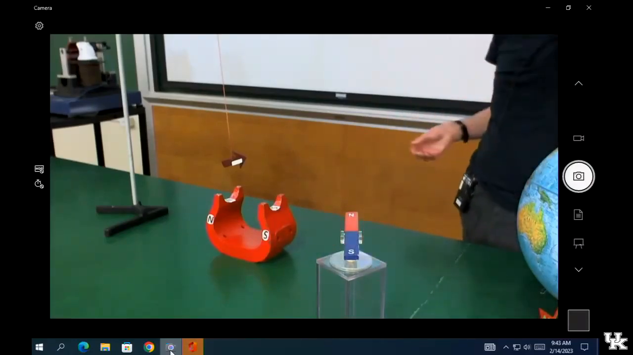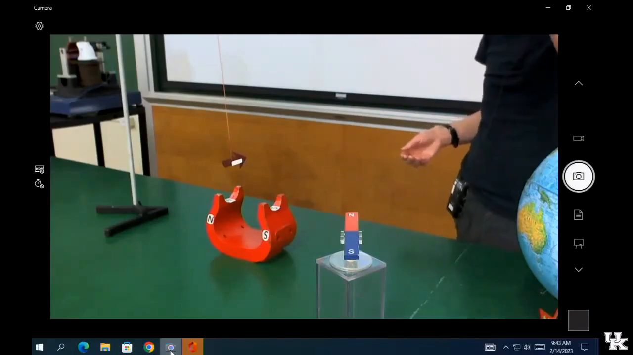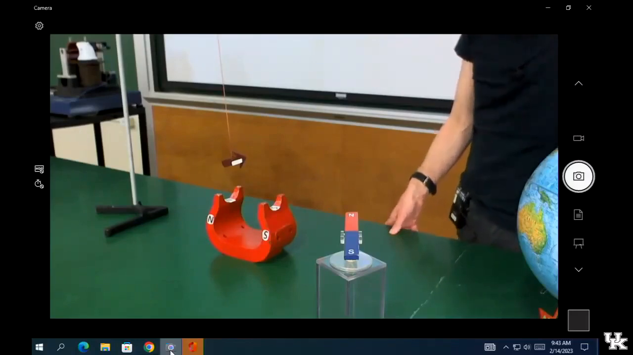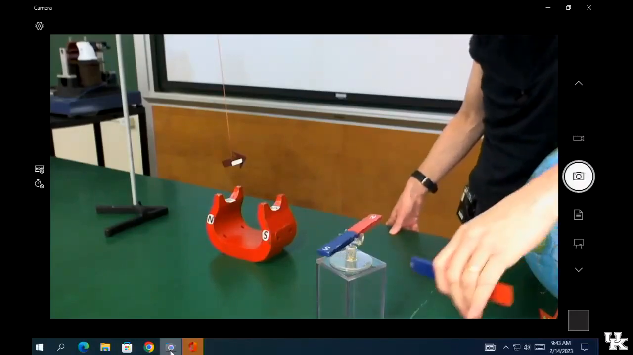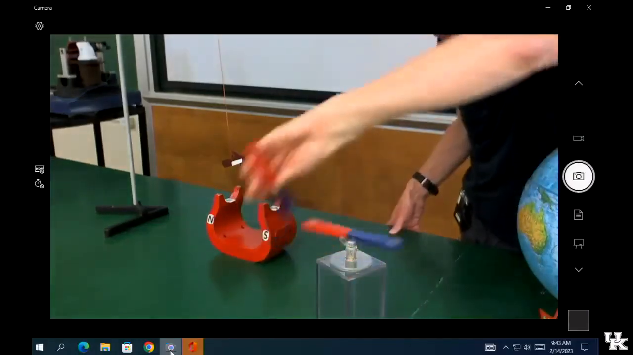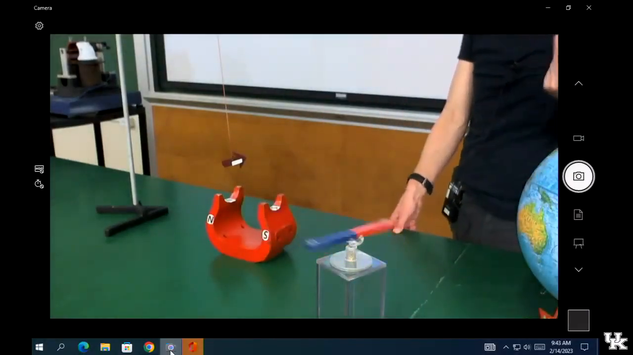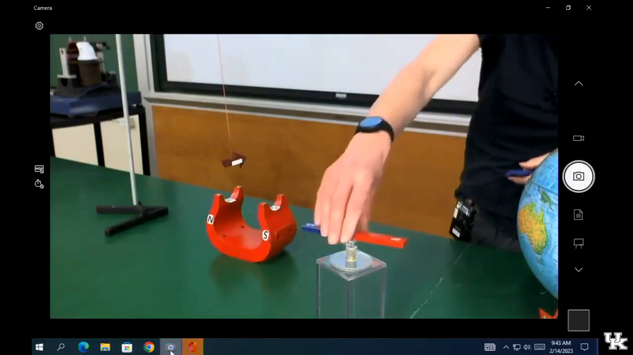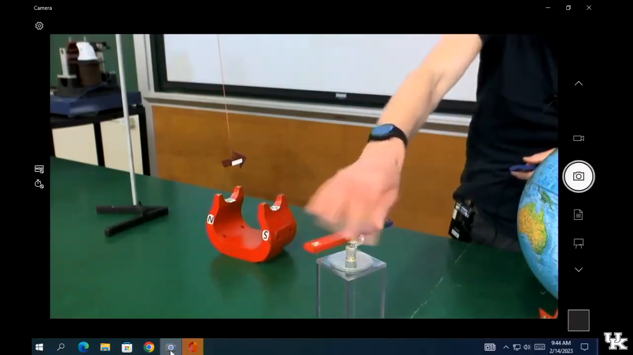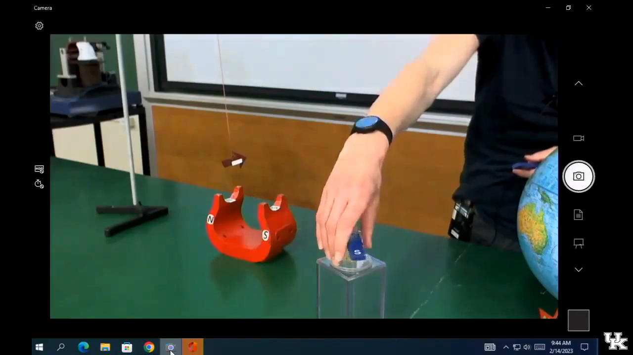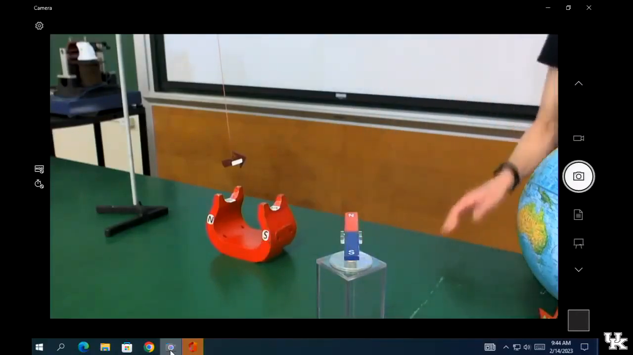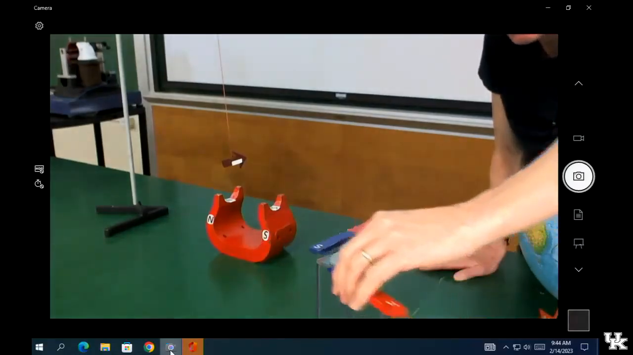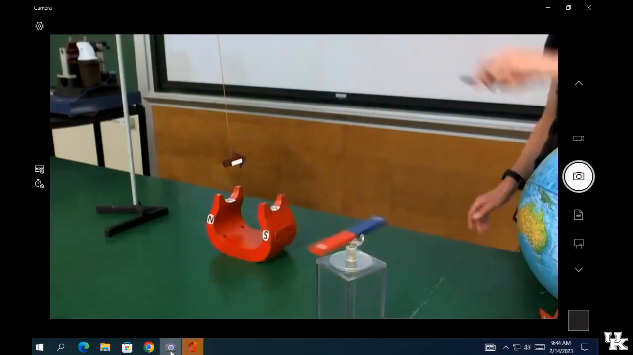If I bring up the south pole, now I'm going to bring up the blue end of the magnet. So this is opposite poles. And now I get attraction between the opposite poles. And so that's magnetic attraction between a north pole and a south pole. Let me just show you the case of, just to prove it, two south poles. So again, this will be two like poles. I'm going to bring the south pole up to the other south pole. And again, I get repulsion.